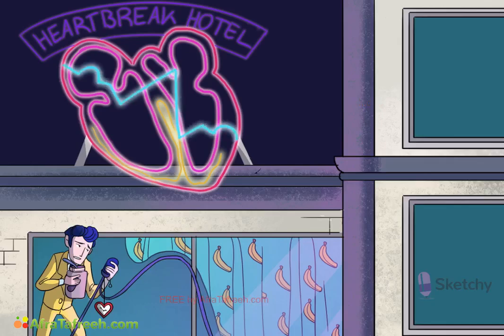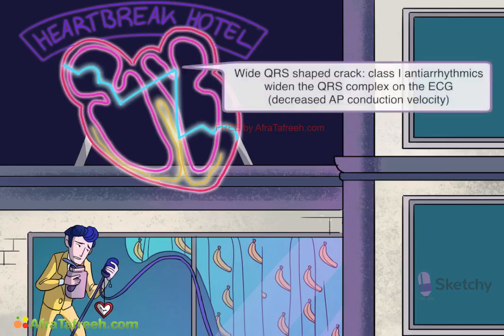Whoa, check out the crack in that broken heart. Notice the shape of it looks like an ECG tracing. You've got the P wave bump, the QRS spike, and the T wave bump. But look at the size of that QRS. It's huge. Now that's a broken heart.